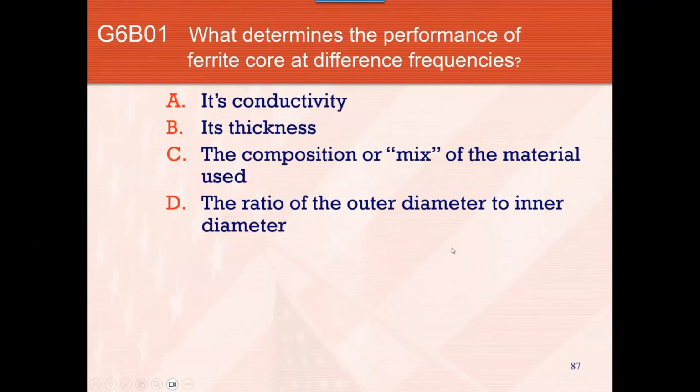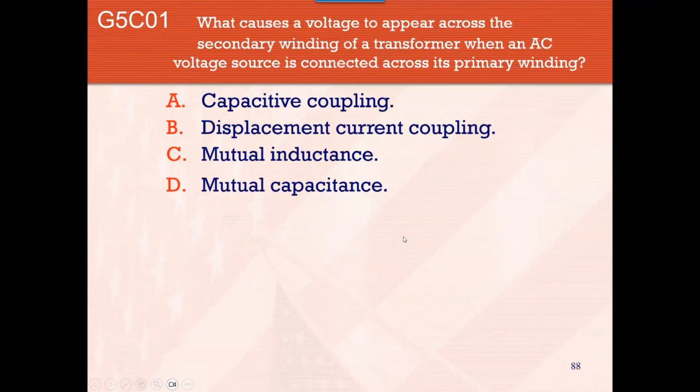What determines performance of the ferrite core? Different frequencies, the mix, the material with which it's made. And like the end-fed antenna, when you use that ferrite core, we pick one that has the right mix of materials in it to serve at those frequencies.